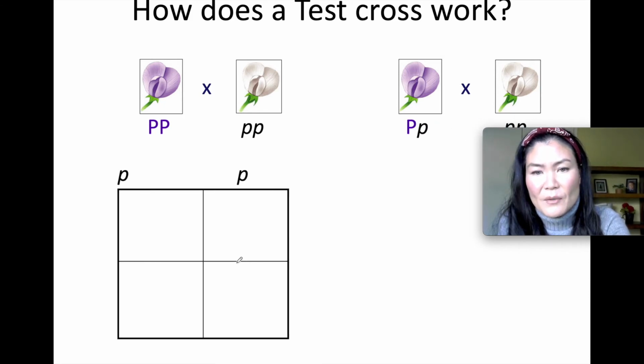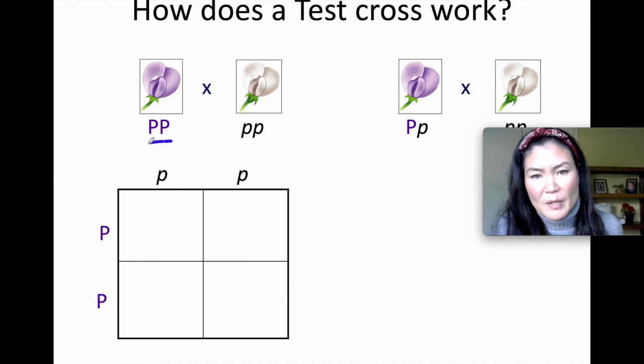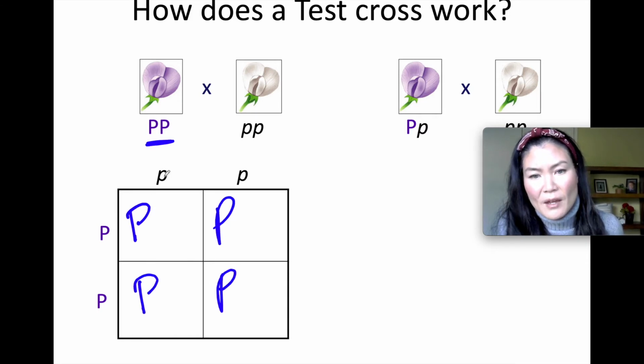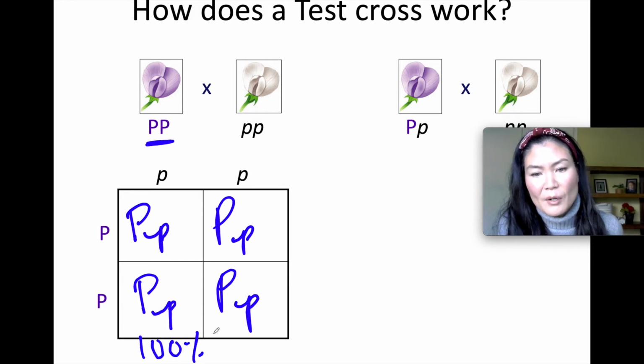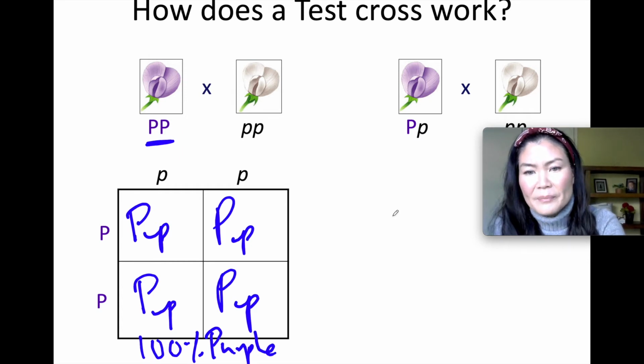Well, if it was big P, what is the offspring going to look like? I'm going to go ahead and bring the big P's across. I'm going to go ahead and bring these little p's down. Okay? What are the offspring? 100% purple.